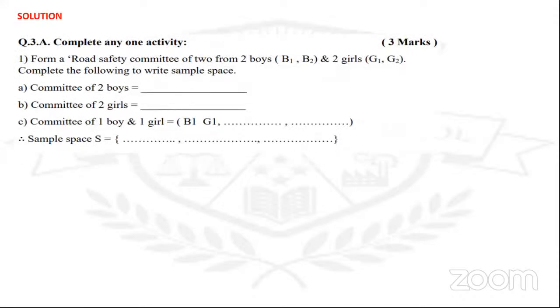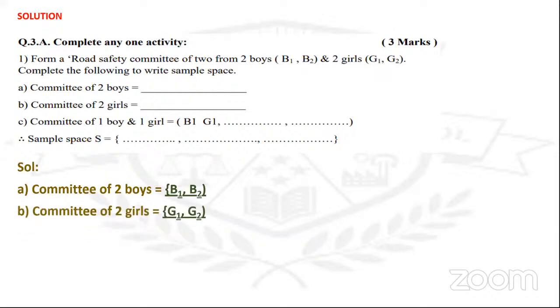Form a road safety committee of 2 from 2 boys and 2 girls. Understand? Boys are given to you as B1, B2 and girls G1, G2. So committee of 2 boys is B1, B2. Committee of 2 girls is G1, G2. A committee of 1 boy and 1 girl. Now check the difference. Committee of 2 boys means no girls were included, so you write only boys. Committee of 2 girls, only girls you're going to write. Now committee of 1 boy and 1 girl.